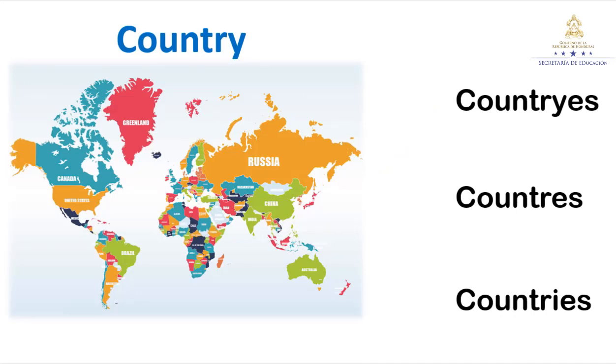Here we have a map of the world con los países. ¿Cómo decimos país en English? Good, we say country. And how do we say países in English? Countries, countrys, or countris? Great. We say countries in English porque termina en Y antecedida por una consonante, entonces cambiamos la Y por I y agregamos ES.